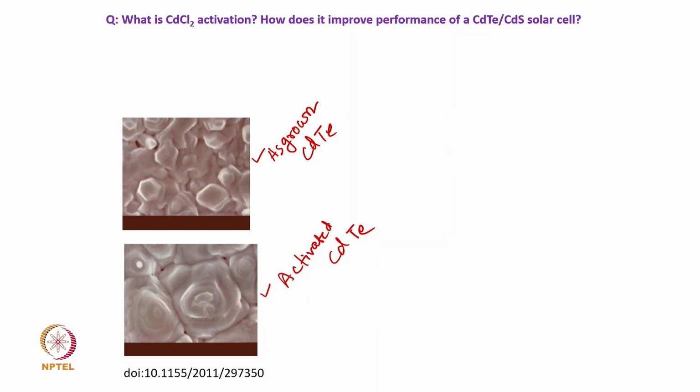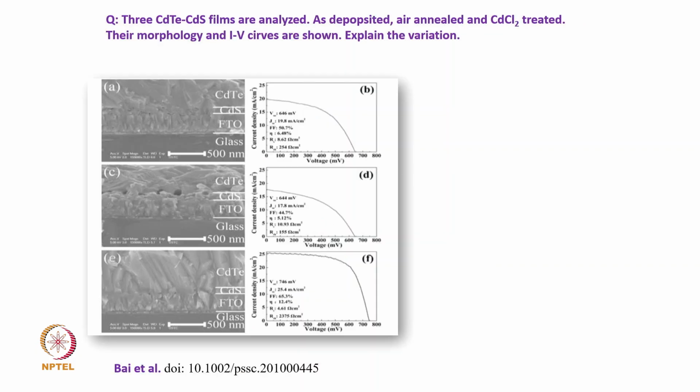So, the next question we will see exactly how the efficiency or the typical IV spectrum varies when it is activated and not activated. So, please look at this one. So, the top one you can see this is CdTe, CdS, FTO, this is another transparent conducting oxide, and glass. This is the architecture and this morphology is shown here, and this is typical IV characteristics corresponding to this.